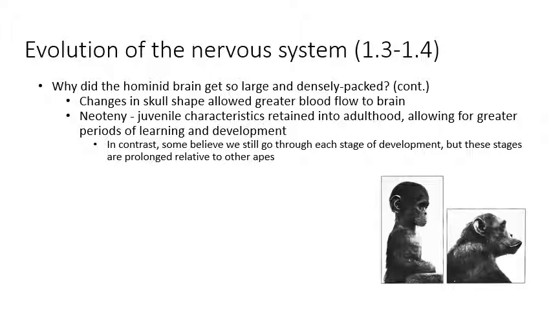Kind of a version of neoteny, or maybe in contrast to neoteny, some people believe that we go through each stage of development, but these stages are just prolonged relative to other apes. So neoteny is more that more intelligent species never go through these later developmental stages. And a contrasting viewpoint to that is that we do go through these stages, but they're just longer.